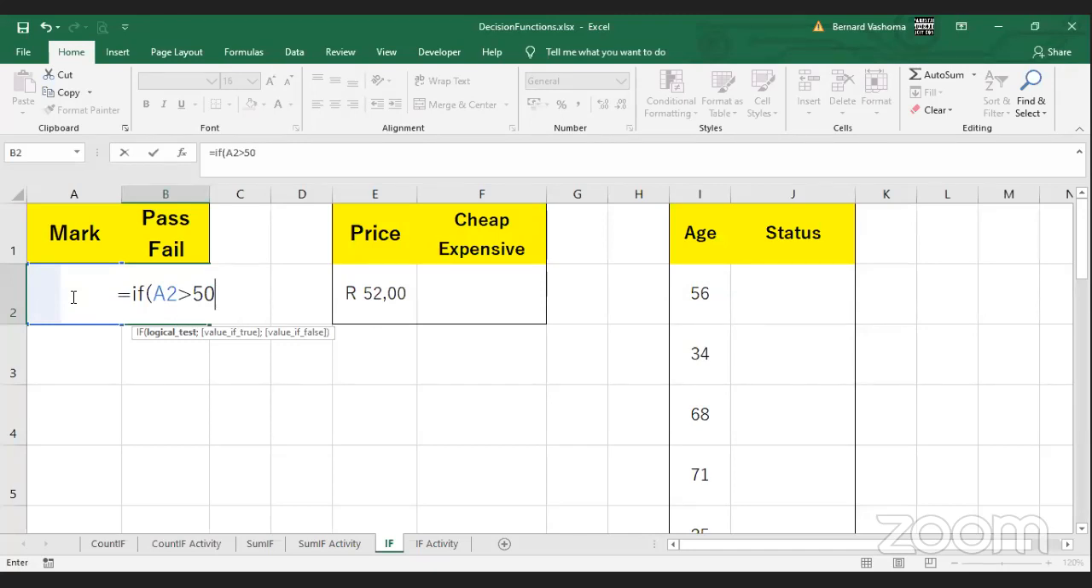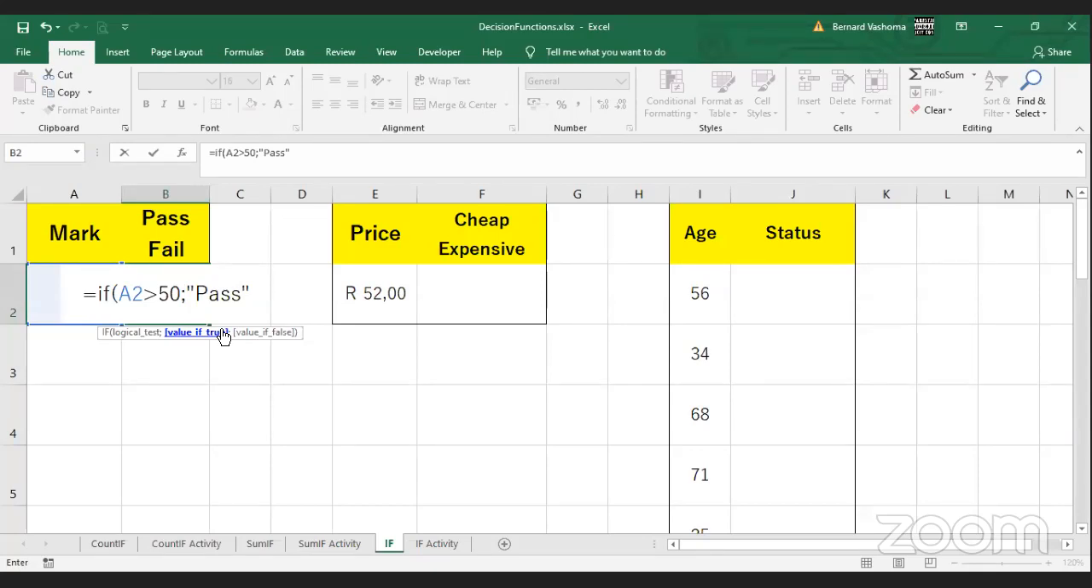50. So our next argument, as you can see there, is value if true. This is what we want to display in B2 if the condition is met, if A2 is greater than 50. So this is the message that we want to display. Pass. You notice I am writing it in quotes.